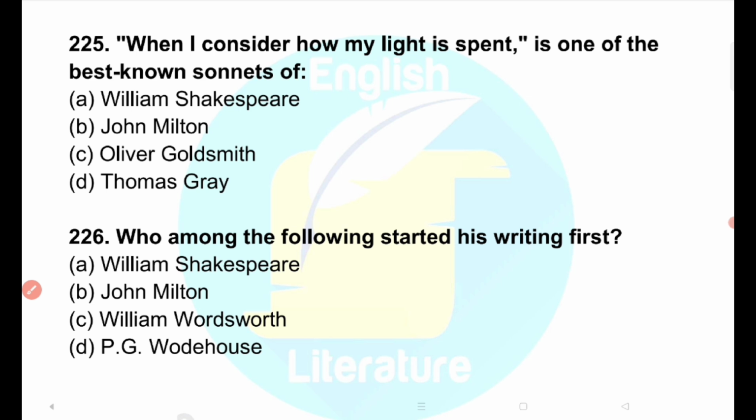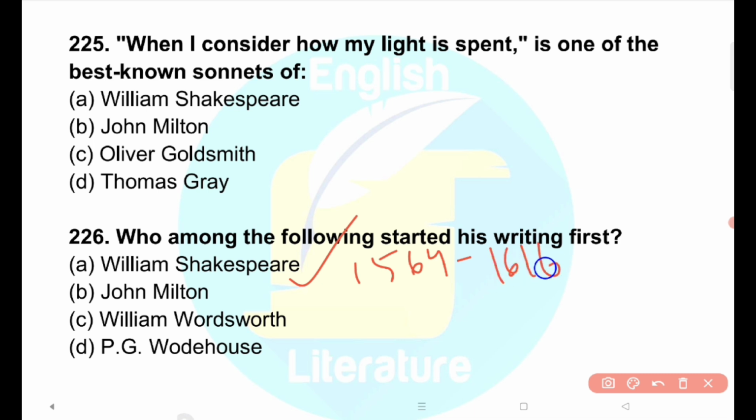Who among the following started his writing first? Option A, William Shakespeare, 1564 to 1616. Began writing in the 1590s with early plays like Titus Andronicus and Henry VI.